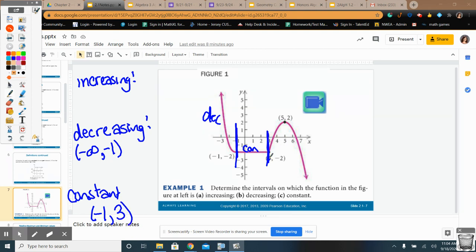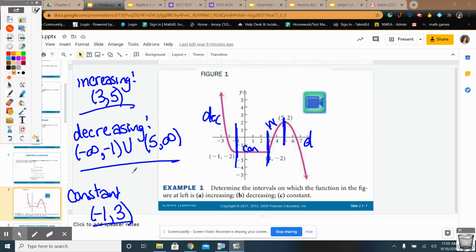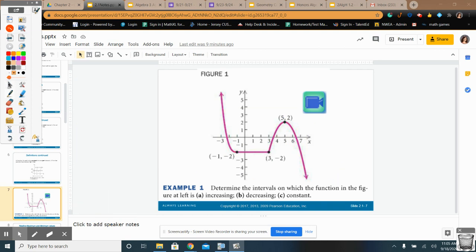Then what happens? Then my graph is increasing again. Well, for the first time actually. And it's increasing from the point 3 to where does it stop increasing? To 5. And then it begins decreasing again. So it's decreasing at 5 for the rest of the time. So you have to put a union here to say it's going to decrease again from 5 to infinity. So your math lab would have you write in these values. It's kind of hard to find the decreasing because of the skip. So that's why I kind of like to go in order so I don't miss anything.